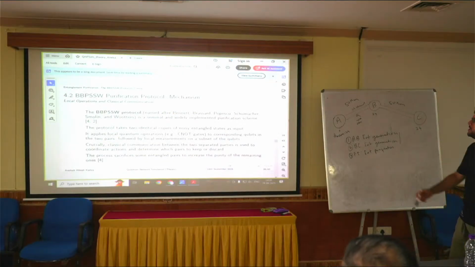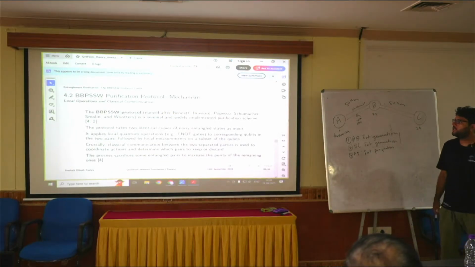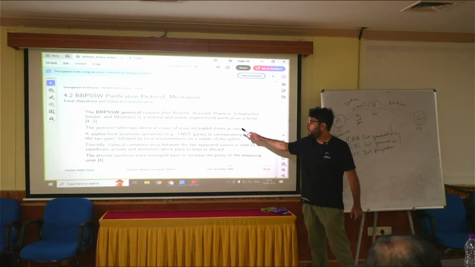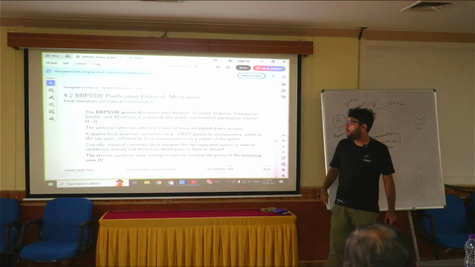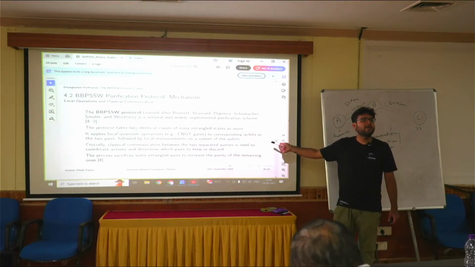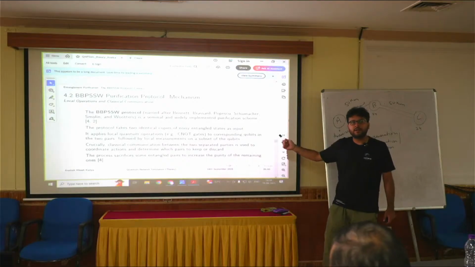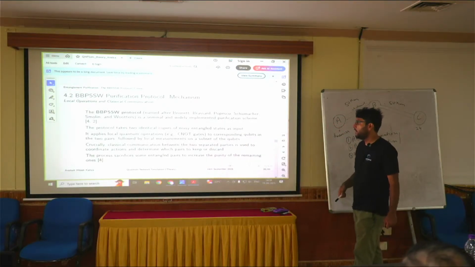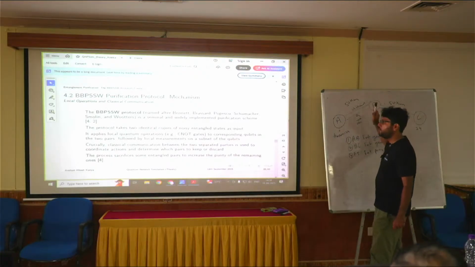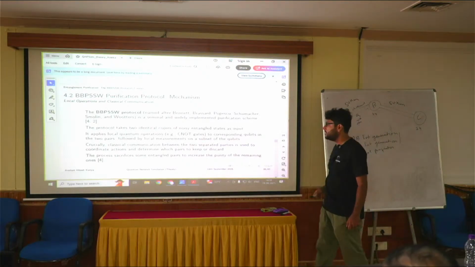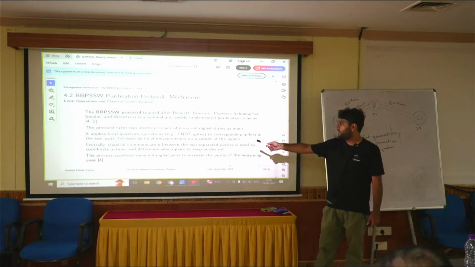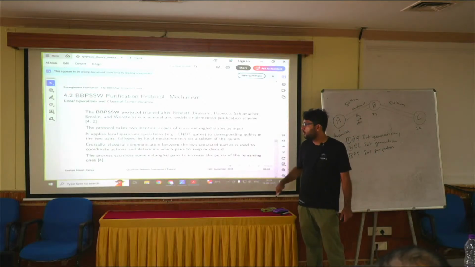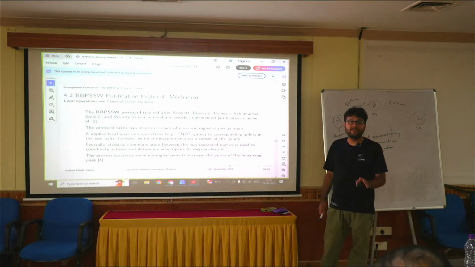Okay. So it takes two identical copies of noisy entangled states as input. These are low fidelity qubits. Then it applies some quantum operations. These quantum operations, when we do it, are in the kernel layer that I was saying in the quantum network simulator. Then after that, we have to communicate something classically as well for this protocol. So that's why we have something like a classical channel. Classical communication between two separated parties is used to coordinate the action and the pairs.